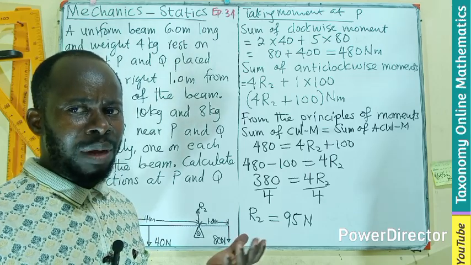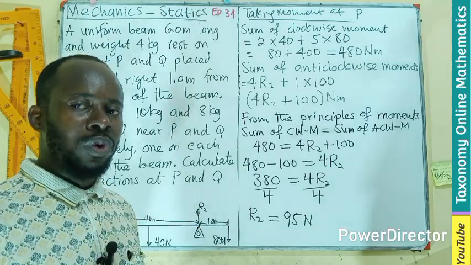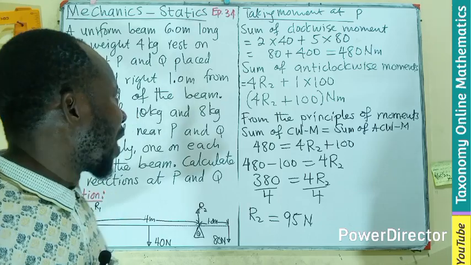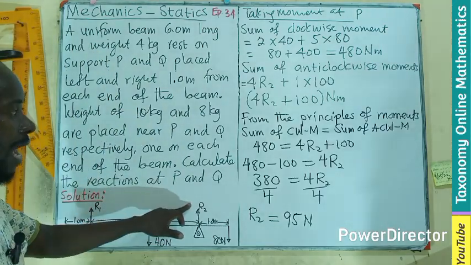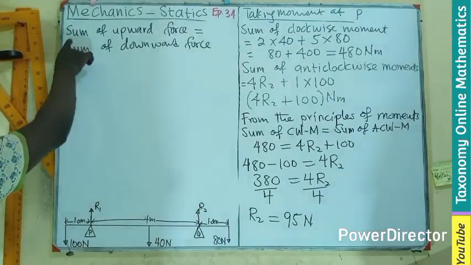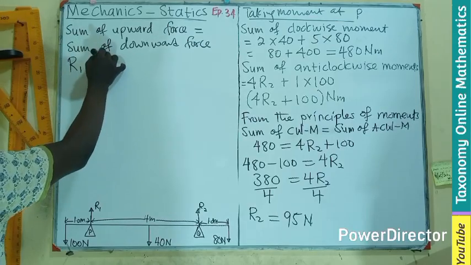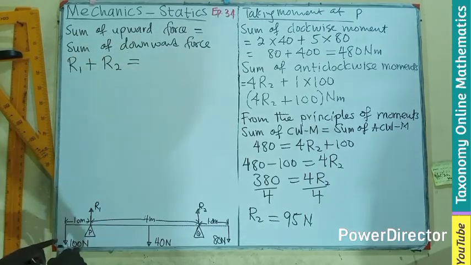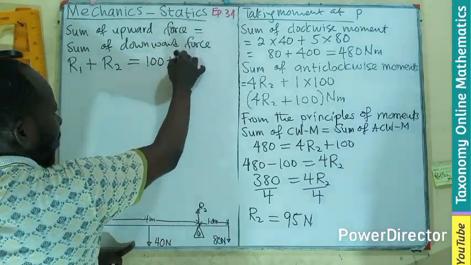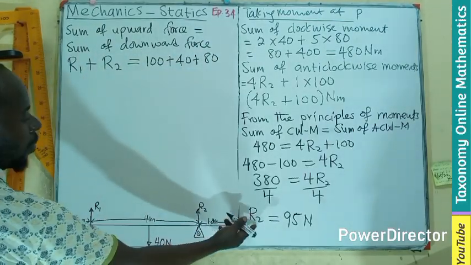We also have to know that from the principle, when the bar is in equilibrium, the upward force will be equals to the downward force. In order to balance the bar to be in equilibrium, we need to have the sum of all the upward force equals what? The downward force. So we are saying that the sum of the upward force, what are the upward force? The normal reaction here. Reaction 1 plus normal reaction 2 equals to the downward forces, which will be 100 plus 40 plus what? 80.